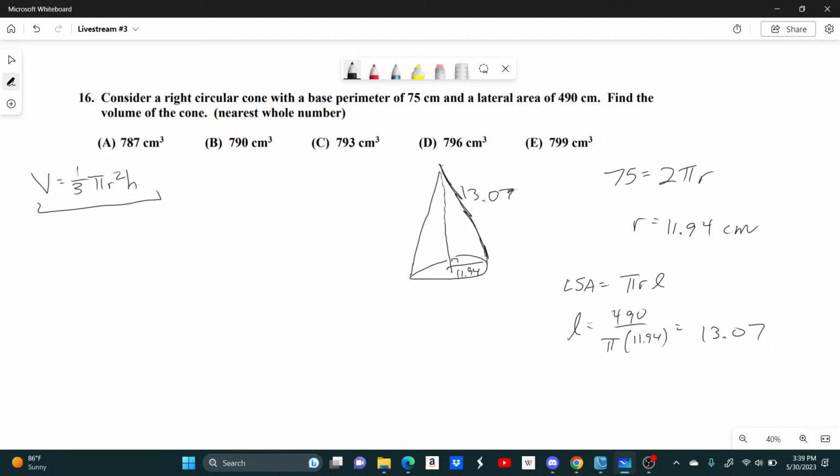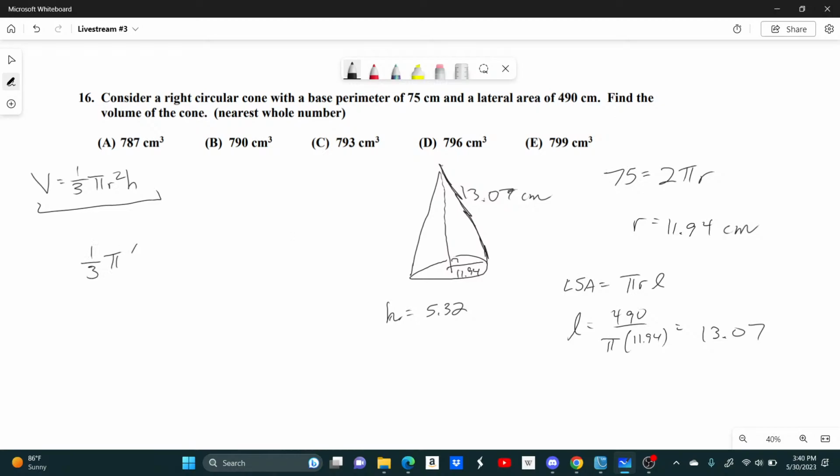You can see we can just use the Pythagorean theorem to solve for the height, right? That's L squared minus r squared should give us the height. So we get a height of 5.32. Now we have everything we need. So just plug this into the volume formula.